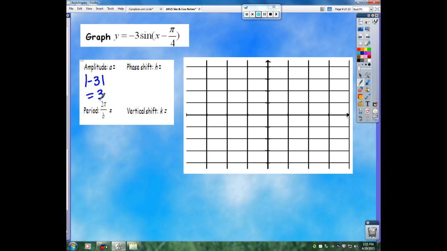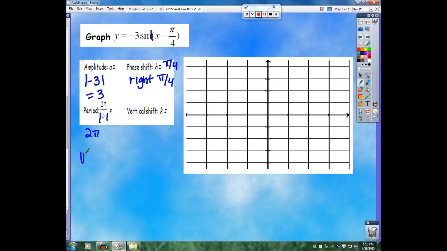All right, this one has a phase shift. Our h is pi over 4. So that means our graph is going to move right pi over 4. Right 45 degrees. All right, our period, our b is 1. So this is 2 pi over 1, which is just 2 pi.